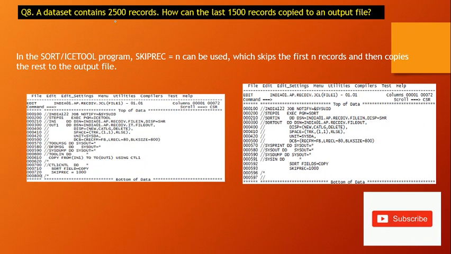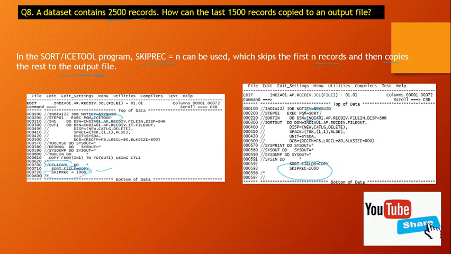A dataset contains 2500 records. How can the last 1500 records be copied to an output file? In the SORT or ICETOOL program, SKIPREC=n can be used, which skips the first n records and then copies the rest to the output file. Like we have here using ICETOOL, you need to give in CTL1 CNTL SKIPREC=1000, so it will skip the first 1000 records and copy the next 1500 records. The same exists with the SORT utility. You need to give SKIPREC=1000.